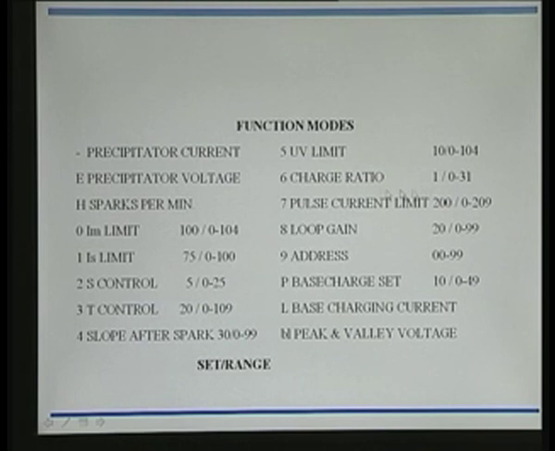Then other parameters are the charge ratio, pulse current, loop gain, and this is normally for one of the, I think, precipitator current or the voltage, what is the gain to be set, because there are analog channels as well. And this is the address that I have mentioned already. This is the unit address, that is the precipitator controller address, and base charge set, charging current, and peak value voltage. These are all the charging current, how fast it is charging, and what is the base charging current.